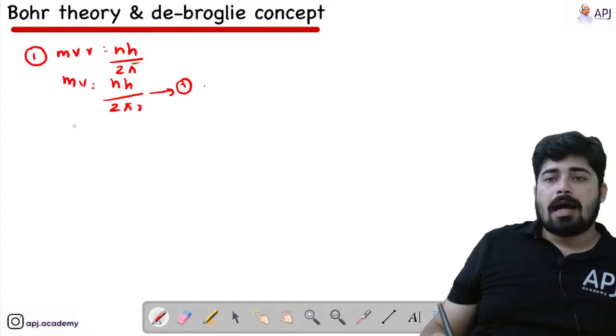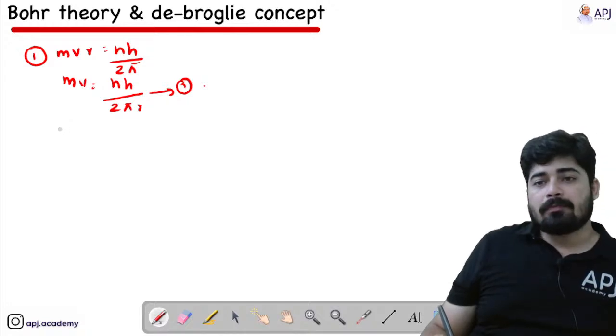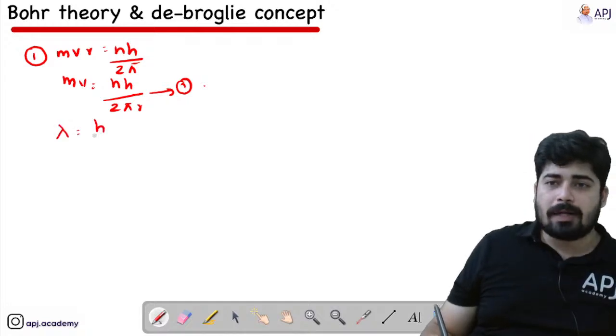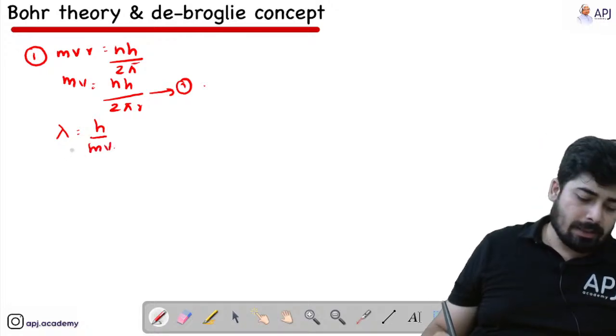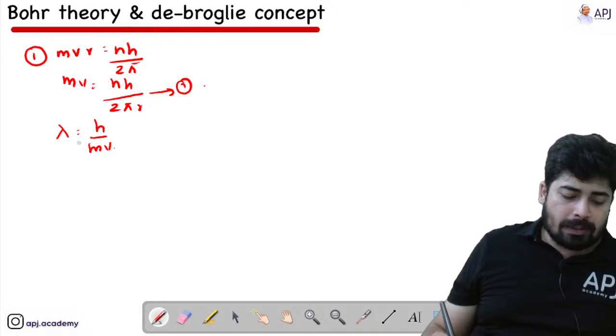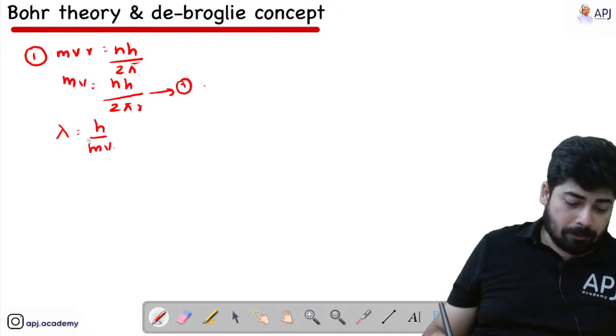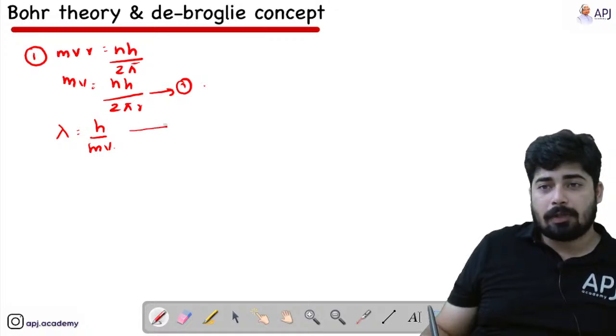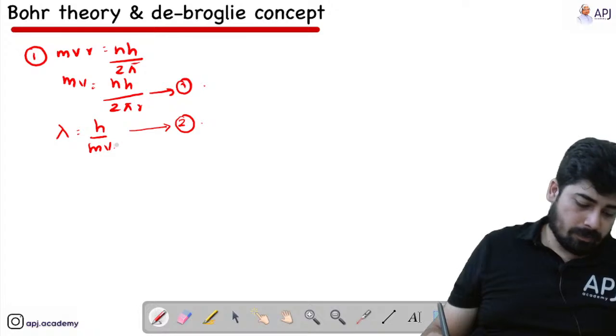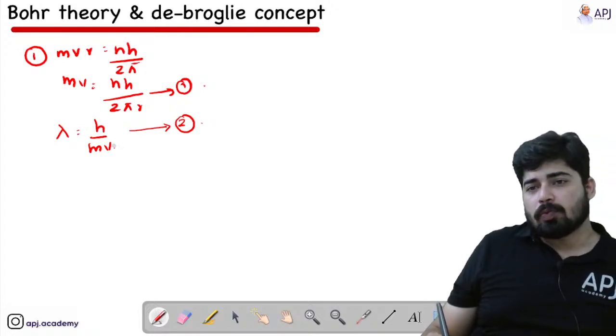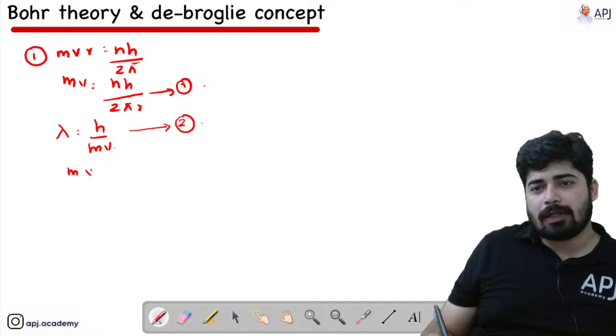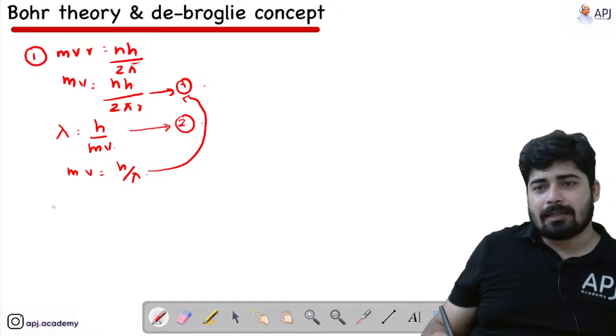And from the de Broglie concept, we know that lambda is equal to h by mv. This is the de Broglie concept, and this can be written as equation number 2. By equating 1 and 2, we get mv equal to h by lambda. Now equating these two equations, we get nh by 2 pi r is equal to h by lambda.